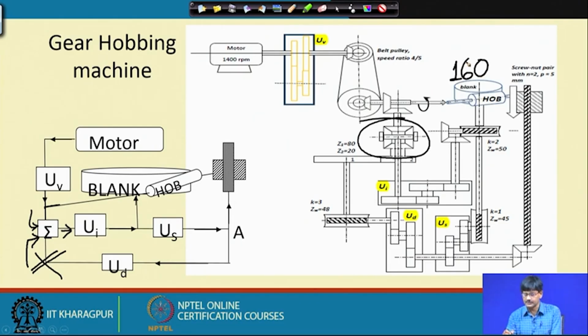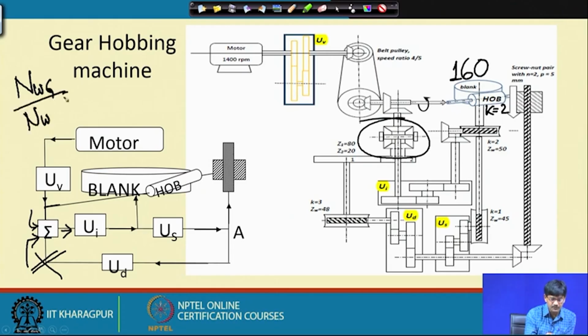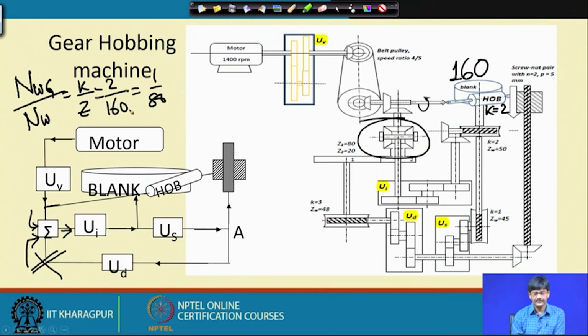What is the characteristic of the hob? Say k is equal to 2, that is, it is 2 start. Then what should be the speed ratio of the hob and blank if they are treated as worm and worm gear? Generally, if you remember, we have already derived that worm gear speed by worm speed is equal to k by z, and that means this is 2 by 160, which is equal to 1 by 80, and therefore, this speed ratio should be maintained.